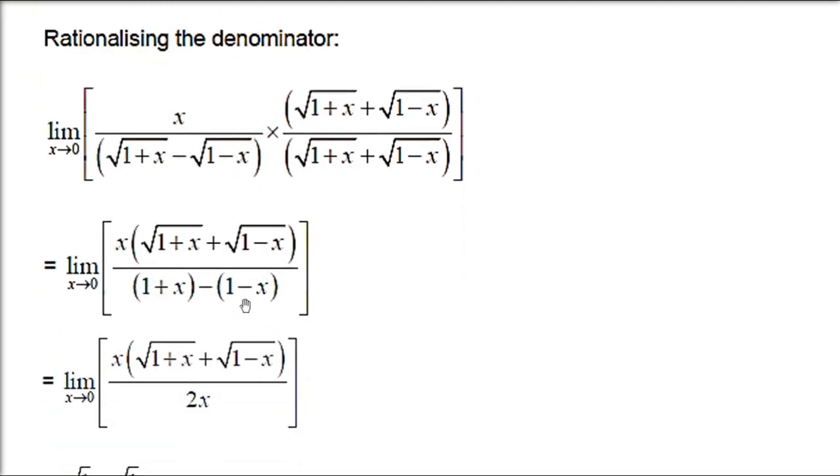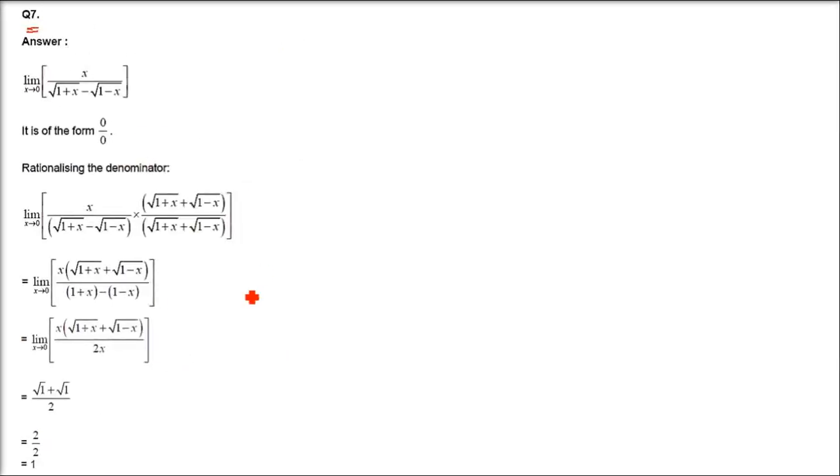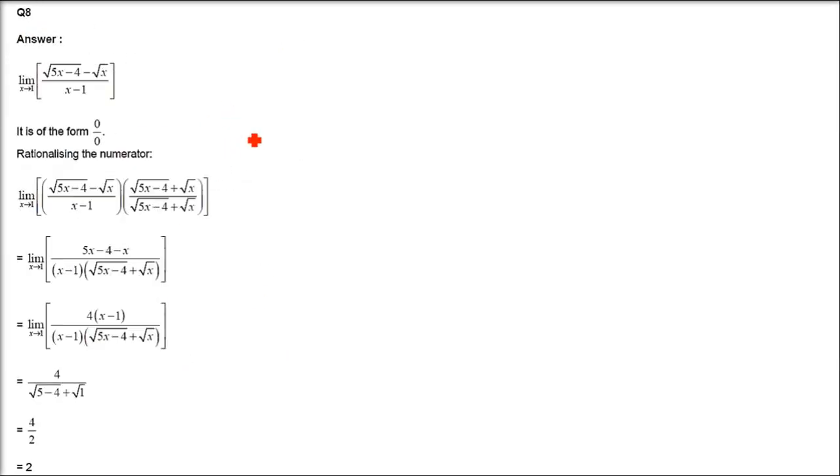1 plus x minus 1 minus x will be there in the denominator, and x is already in the numerator. So 1 plus x minus 1 plus x, you are going to get 2x. x is already there in the numerator, so x gets cancelled. You have 2 in the denominator, √(1+x) + √(1−x). So x is going to be 0. So √1 plus √1 is 2, and 2 by 2 is 1.